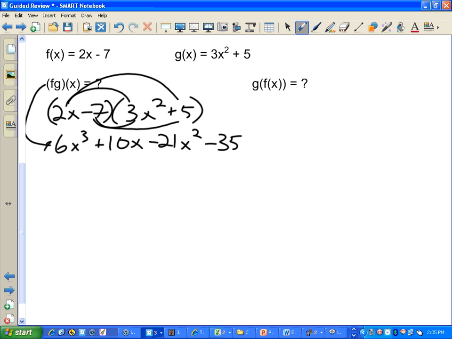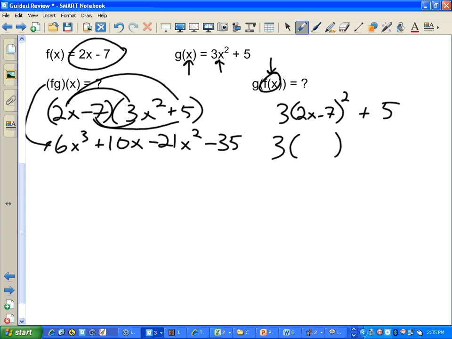g of f of x means take my g function, take out the x, put the f function in for the x, right? Because I had x here, and I've got f of x there. So when I had x here, I need f of x, which is this, in its place. What is that? I've got 3. Okay, don't forget what squared means. Squared means I've got 2 of these things multiplied together.